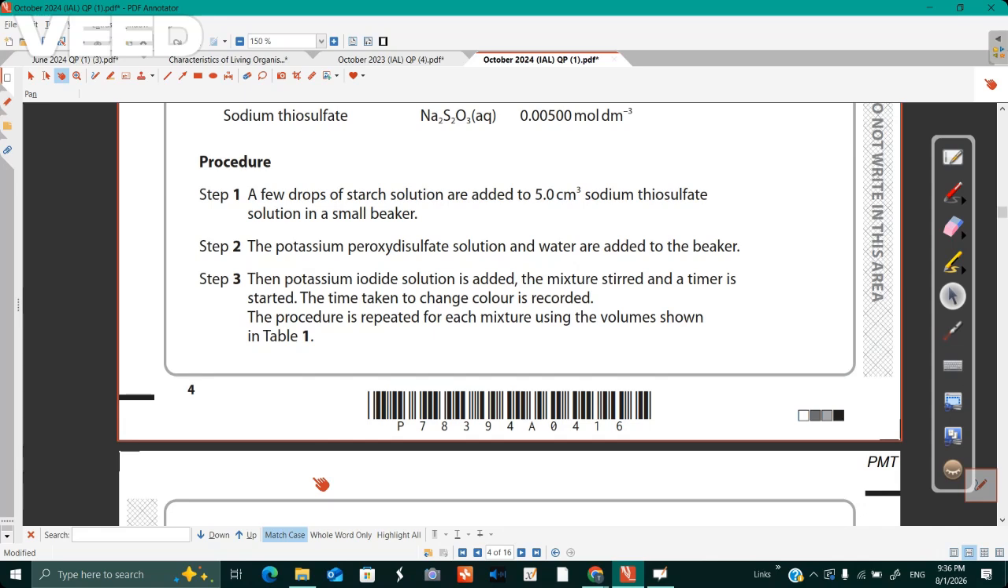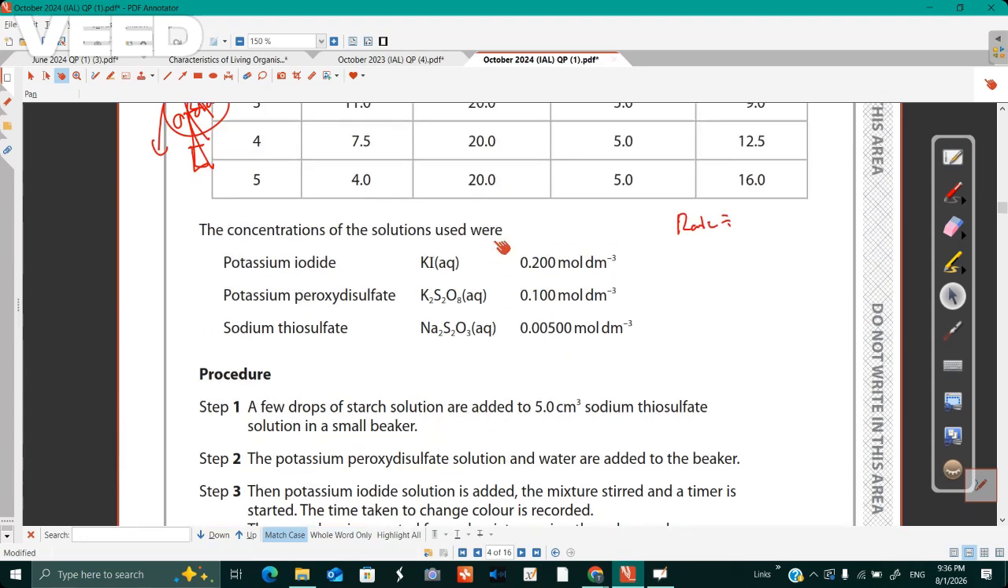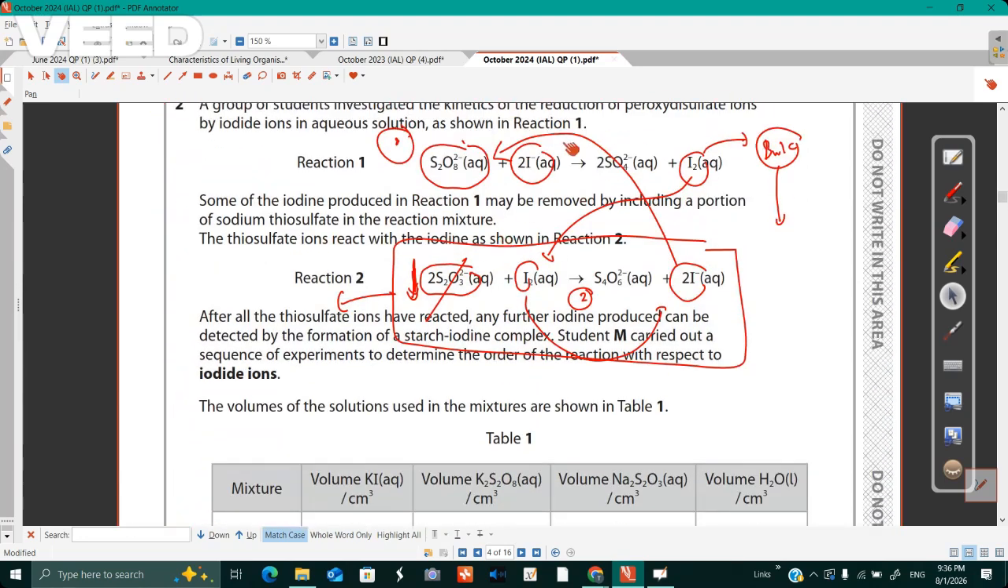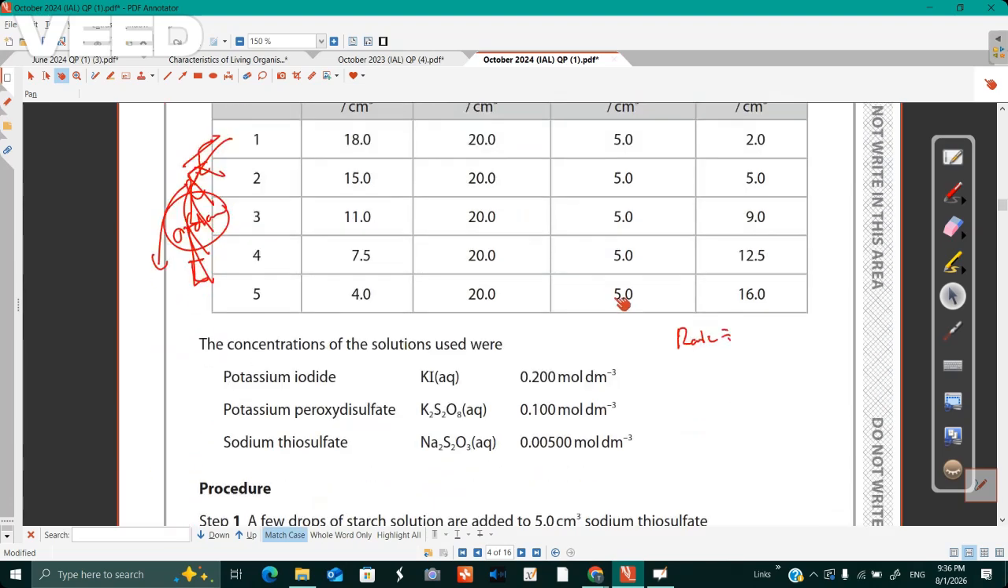Now, if we haven't had the second reaction, you will not have enough time to switch on the timer. The moment you put them together, it will turn blue. That reaction is very fast. The first reaction is a very fast reaction. Keep that in mind, right?